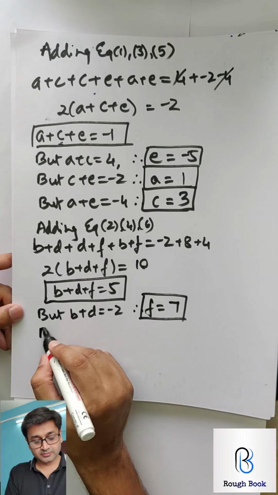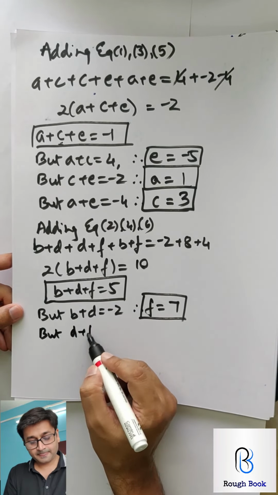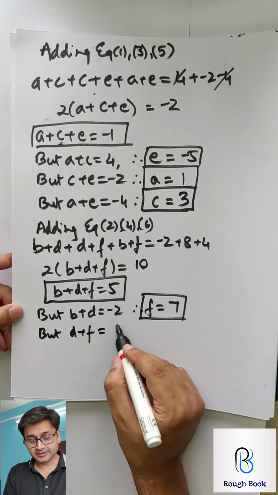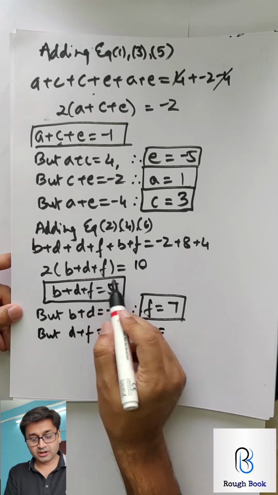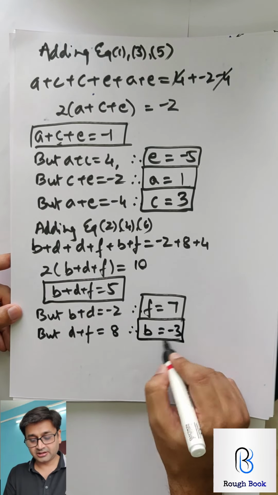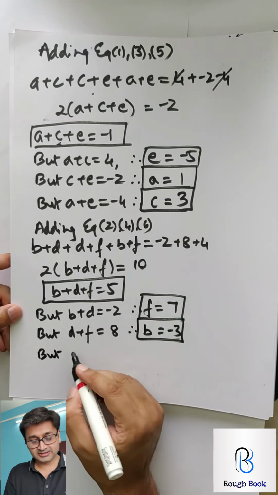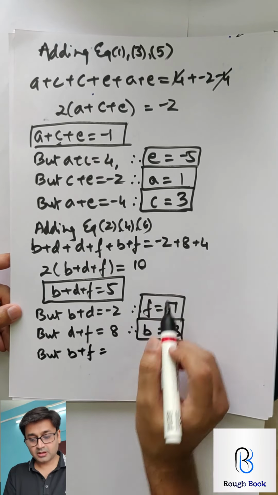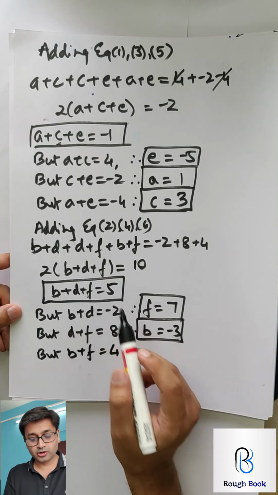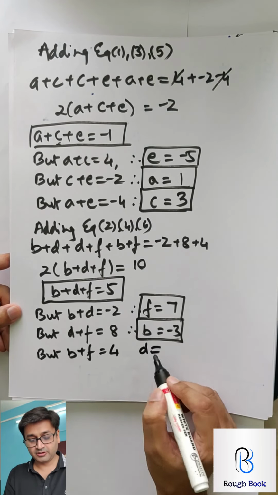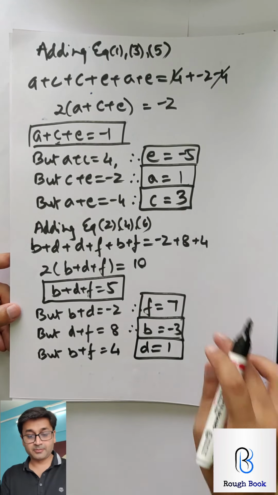Yeah. Next one, but. Now take D plus F. D plus F is 8. So what is left? D and F went, so only B. 8 goes on the other side, so minus 3. And last one, but B plus F, which is 4. So B plus F is 4. So 4 going on the other side, therefore D will be what? 1.